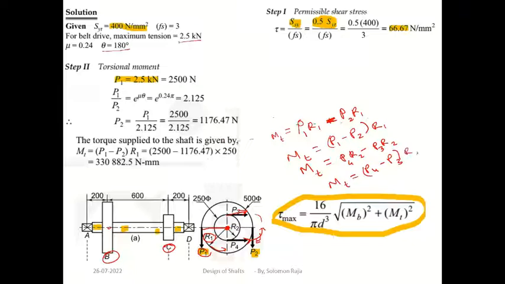See, I told you, throughout this shaft, wherever you take it, the MT value is the same. So this MT will be equal to this MT. This is how we are getting this formula.